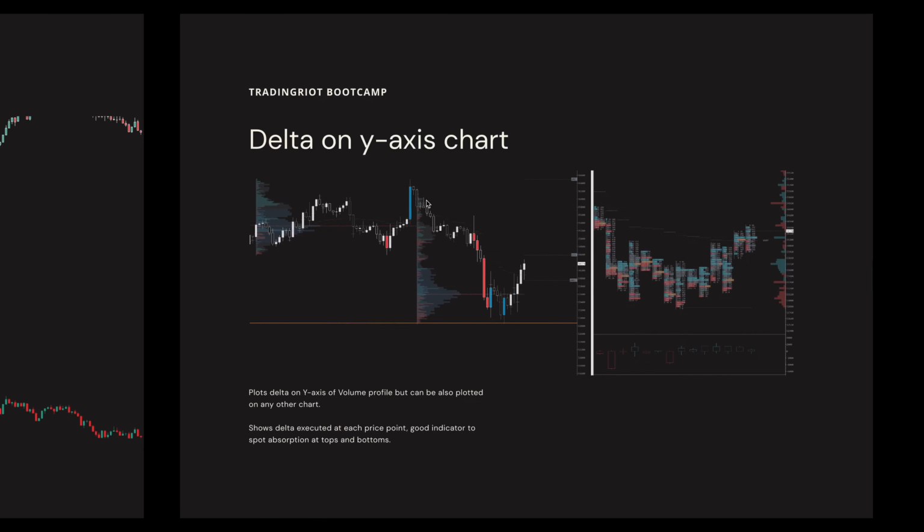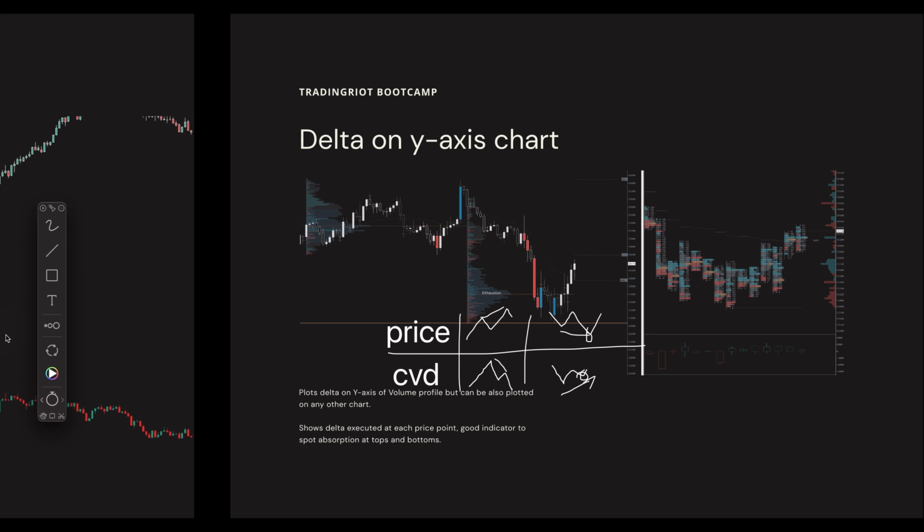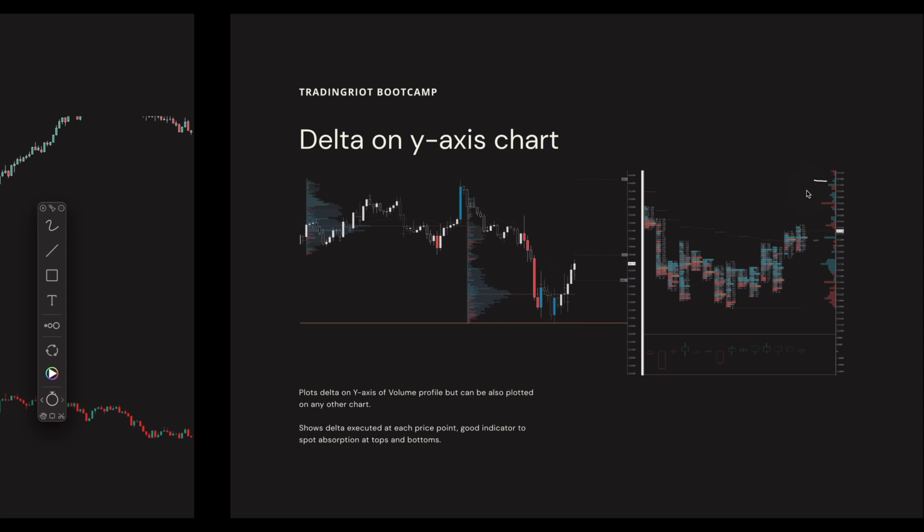Okay, delta on the y-axis chart. This is the last use of delta, which plots the delta on the y-axis of a volume profile. I know we haven't covered this yet, so I will try to keep it simple, but basically for each price that gets traded, you will see the delta on the side. This is on a footprint chart, and this is on a volume profile as well. There are more options for how you can display these things.